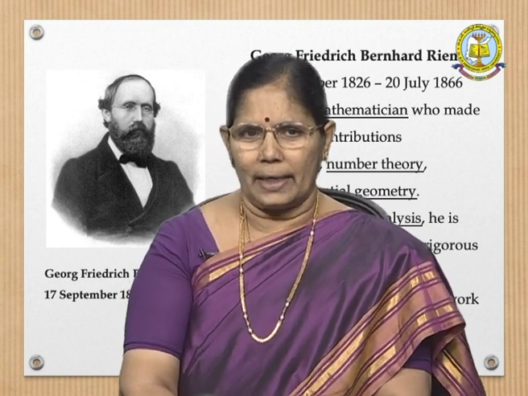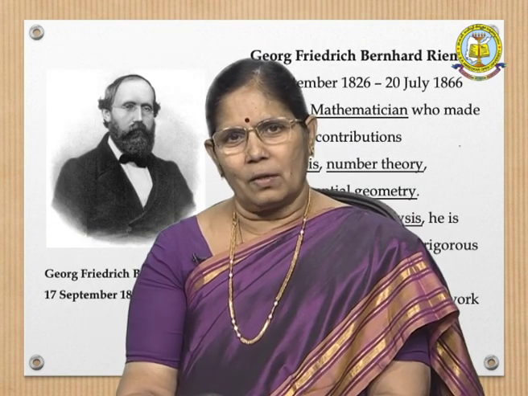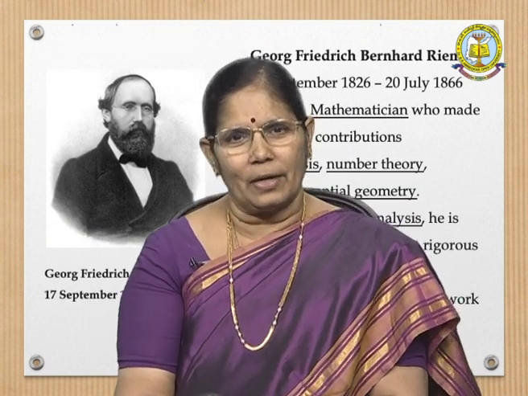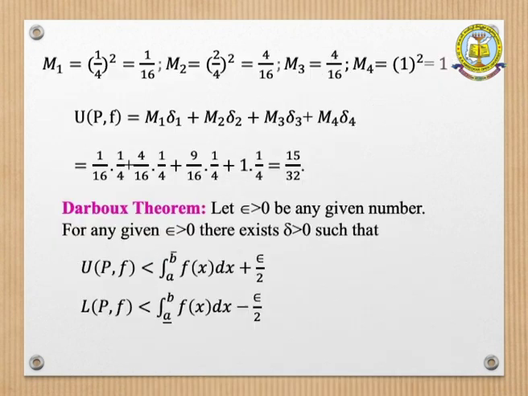Now, you find LPF, which is small m1 delta 1 plus m2 delta 2 plus m3 delta 3 plus small m4 delta 4. So, you calculate this, you get 7 by 32. If you take one more partition, you will get another LPF. Every closed interval can be partitioned in infinitely many ways. So, you can form the set of all LPF.